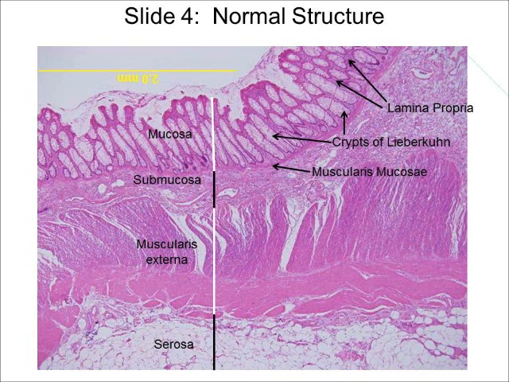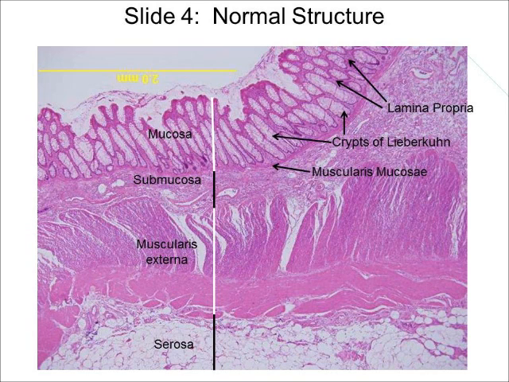Examine the normal region of colon 4 under the 4x objective lens. You should be able to identify the 4 major layers of the colon wall. Starting from the bottom and going to the top, the first layer is the serosa that contains blood vessels and adipose or fat tissue. Second comes the muscularis externa or muscularis propria.